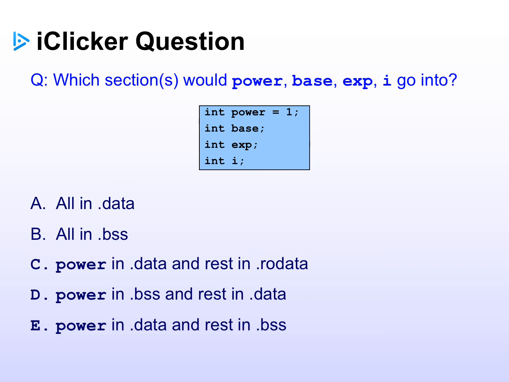BSS gets the not explicitly initialized, and data gets the explicitly initialized. So that means that power goes in data, and the rest go in BSS. That's E.